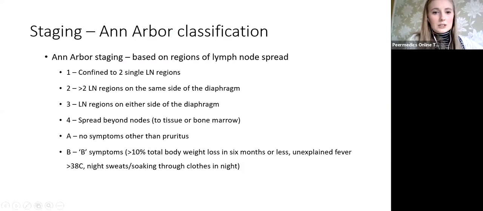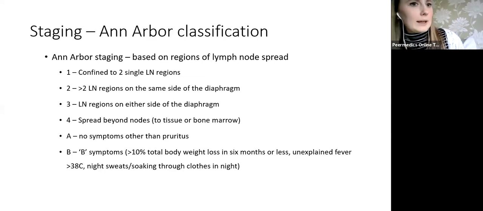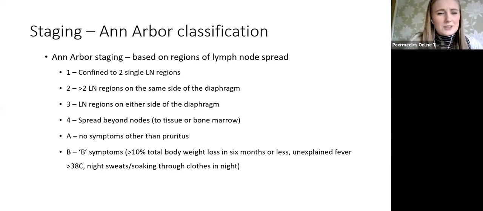So if it's just confined to a single lymph node region, it's stage 1. Two or more regions on the same side of the diaphragm, so above or below, is stage 2. Lymph node regions either side of the diaphragm is 3, and spread beyond the nodes to tissue or the bone marrow is stage 4. And that's why in investigations coming up, we talk about always making sure you do a full blood count.